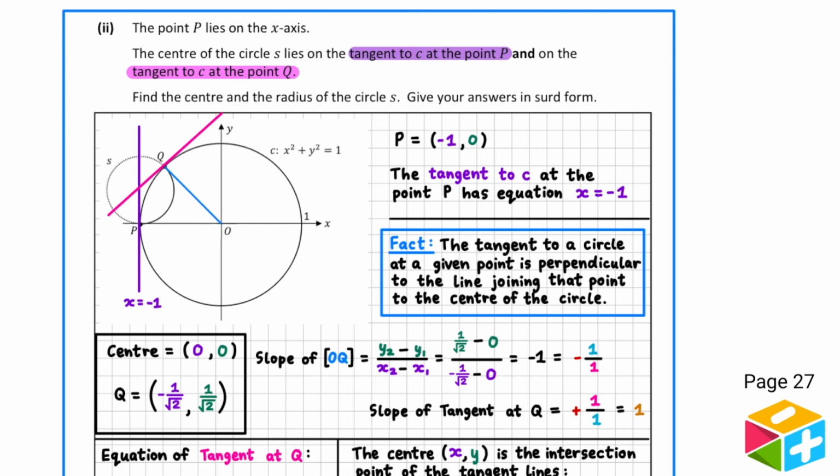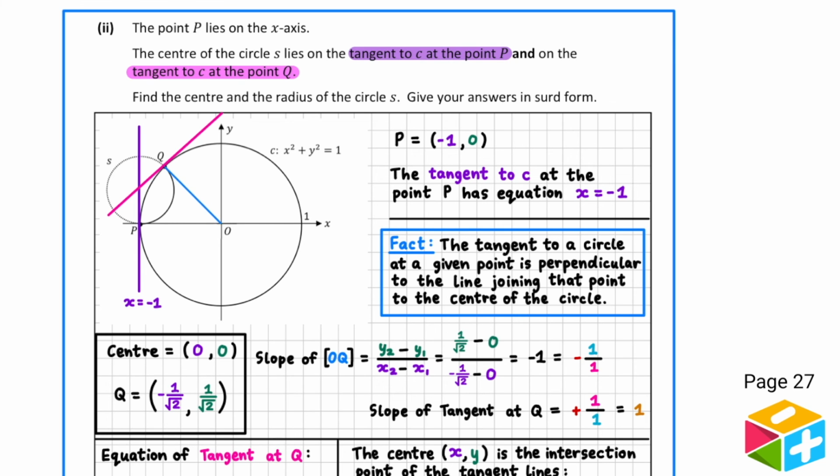To find the equation of a line, there's two things we need to know: a point on the line and the slope of the line. We already know a point on this line, it's Q. And in the previous part of the question, we found the coordinates of Q. However, we don't know the slope. To find this, we can use the fact that I've written. The tangent line at Q will be perpendicular to the line which joins Q to the centre, O.